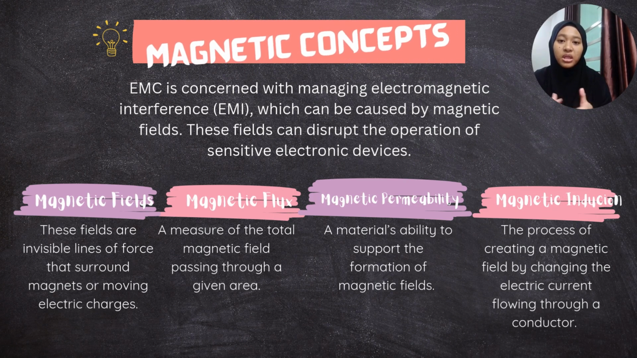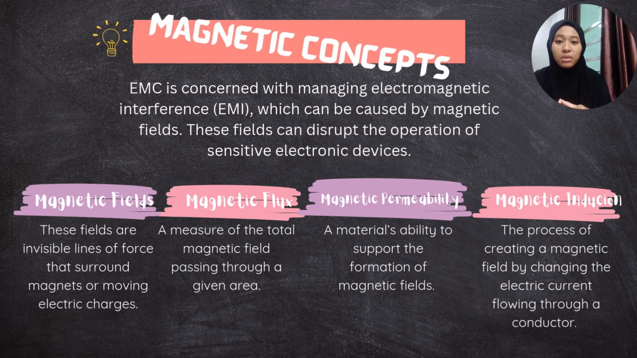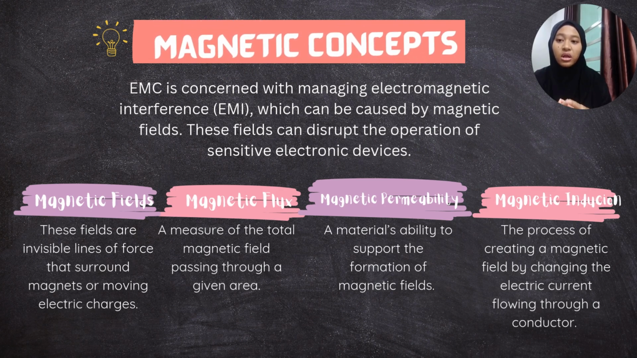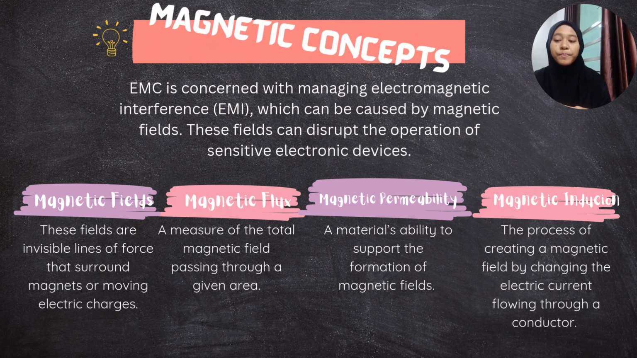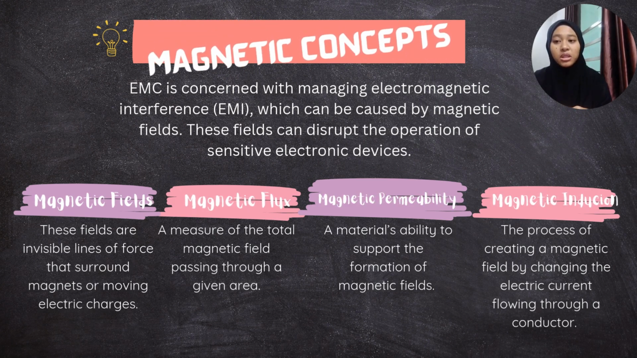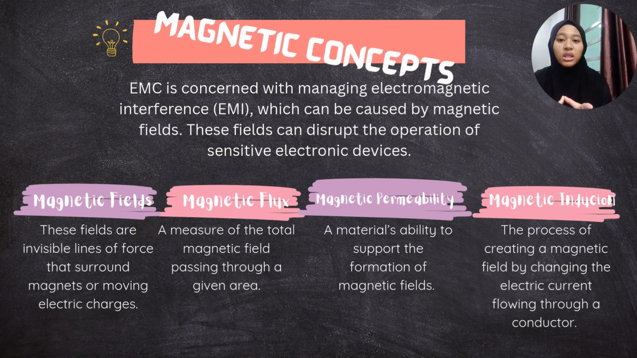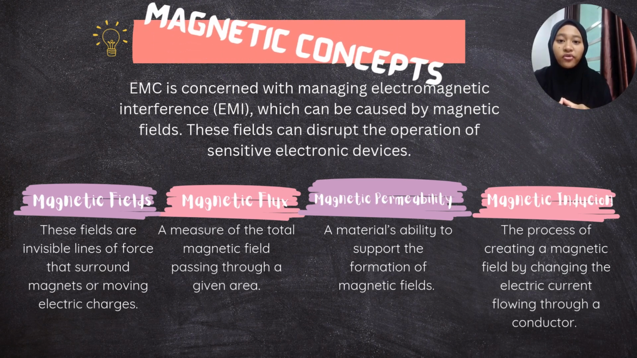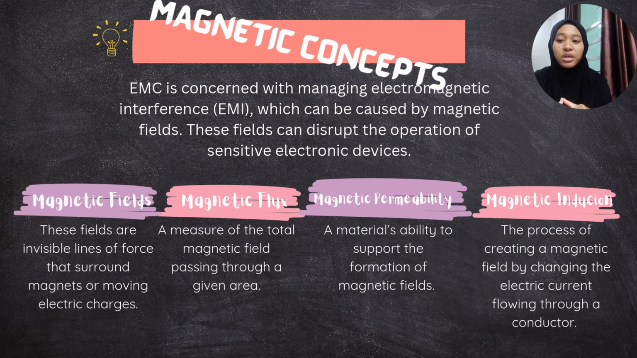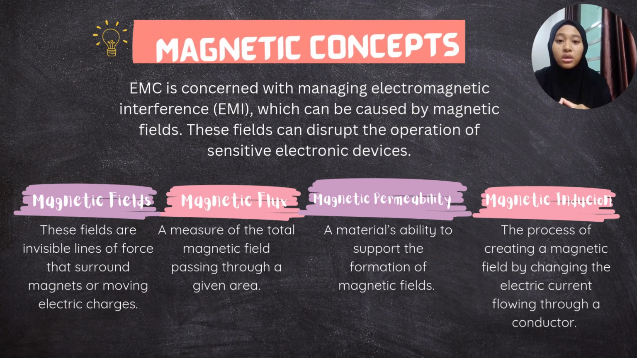Next, we have magnetic flux. Magnetic flux is a measure of the total magnetic field passing through a given area. And we have magnetic permeability. This is a material's ability to support the formation of magnetic fields. And lastly, we have magnetic induction. This is the process of creating a magnetic field by changing the electric current flowing through a conductor.